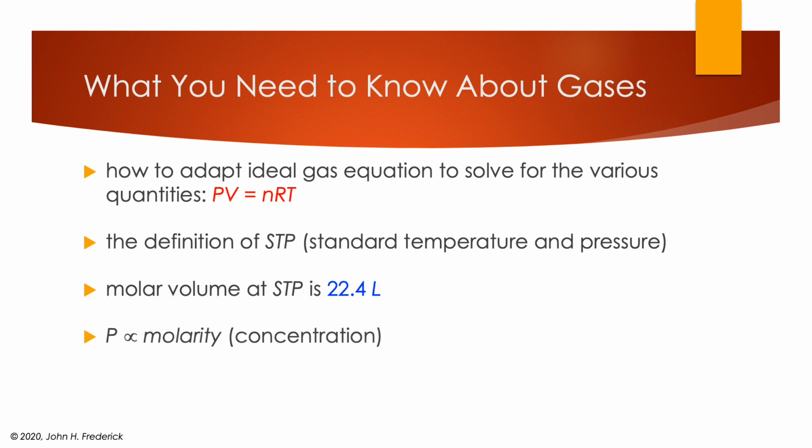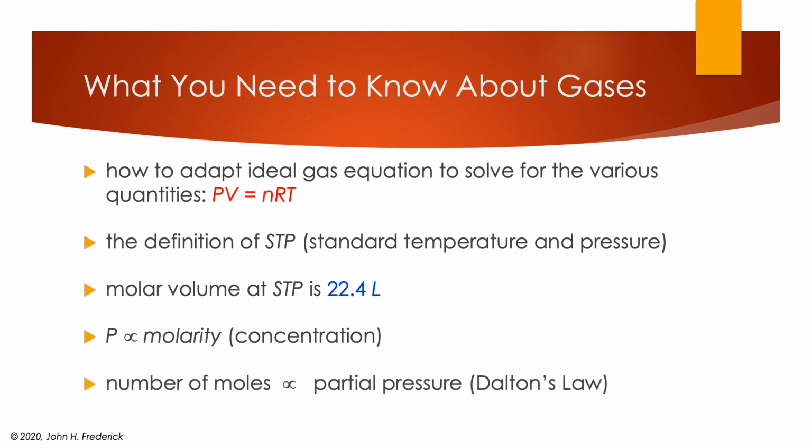Pressure is proportional to molarity. That funny looking symbol right after the pressure sign is the proportional to sign, which just means that we can express pressure and molarity as linearly dependent upon one another, and each one can be multiplied by a constant to get the other one. The number of moles is proportional to the partial pressure. This is simply a statement of Dalton's law of partial pressures. I don't think it's a whole lot to know, but if you can get yourself comfortable with these concepts and understand how to use them in problem-solving venues, you should be just fine.